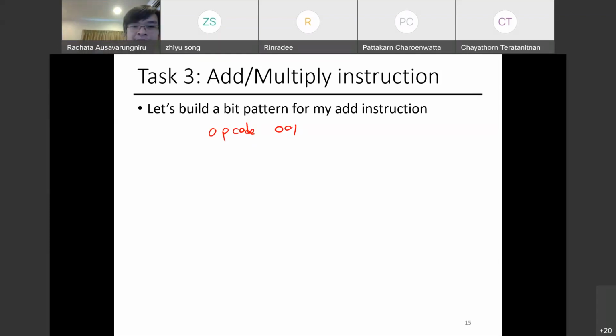6 bits, right? 6 bits. Source 1, source 2, and destination. How many bits did I just say that the entire instruction would be? 16, right? Instruction is 16 bits.